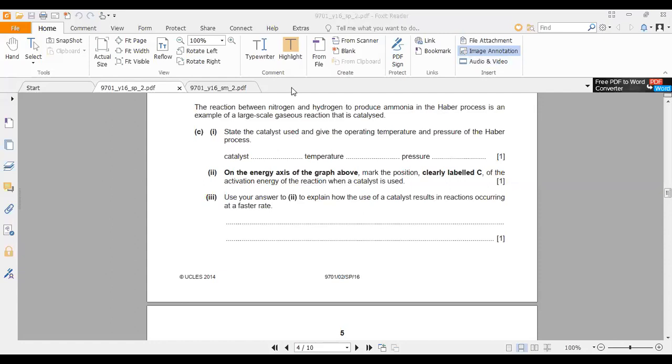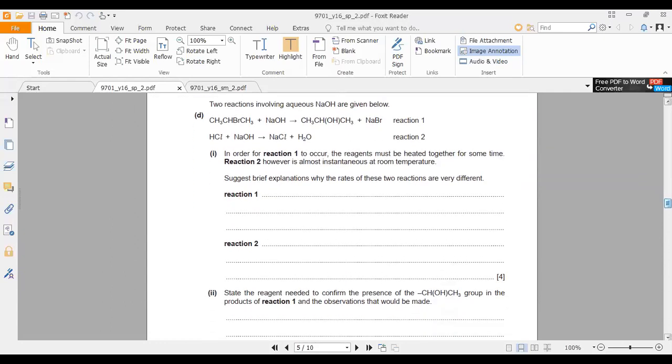Okay, let's go to this question now. D. Okay, this is a nice question. Two reactions involving aqueous sodium hydroxide are given below. See, in both reactions, sodium hydroxide is involved. In the first one, CH3CHBrCH3 plus NaOH gives CH3CHOHCH3 plus NaBr. So this is a nucleophilic substitution reaction, right? Look at the reactant in the first reaction. Can you tell me what type of nucleophilic substitution reaction will take place? Will it be SN1 or SN2?